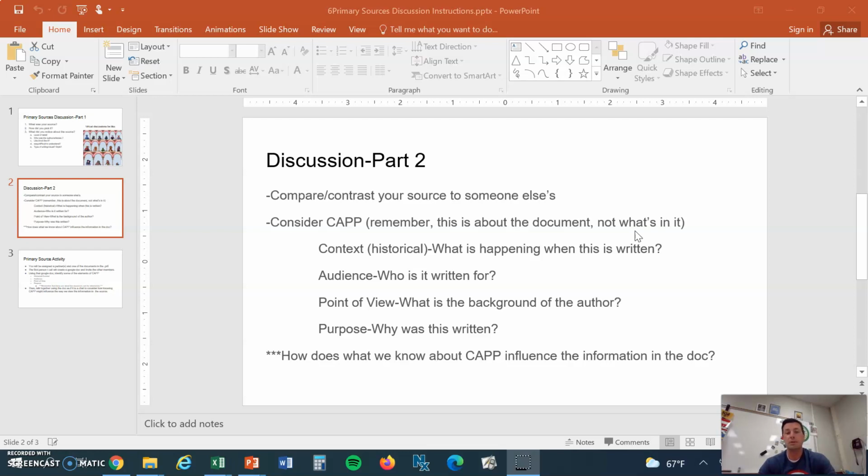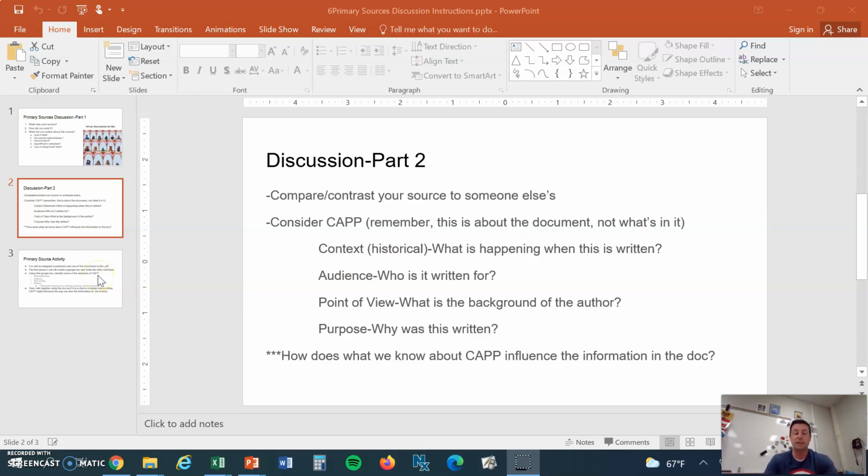And finally, purpose. Why is it written? Is it expository or is it persuasive? Is it meant to inform, or is it meant to bring people over to their side? Is it meant to inspire? Is it meant to simply be a declaration of a particular law? All of those things can impact how we view information from a document.